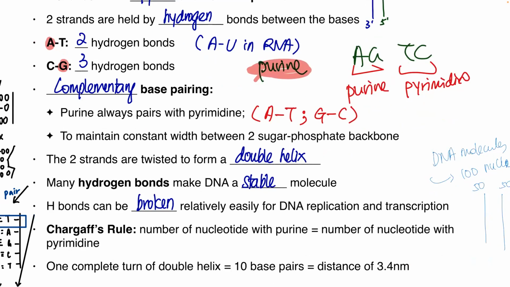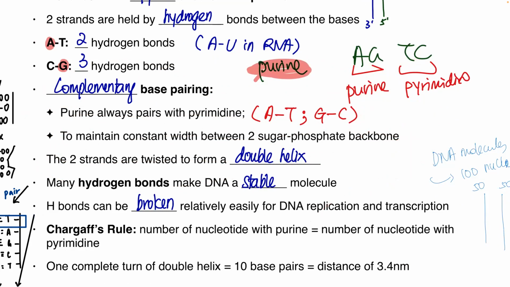So in any case, later we'll see how complementary base pairing is central to DNA replication. Structurally, it also has some benefit in that it ensures that throughout your whole DNA, the width of the DNA is the same. The two strands are twisted to form a double helix, like I mentioned just now. So this is the double helix.